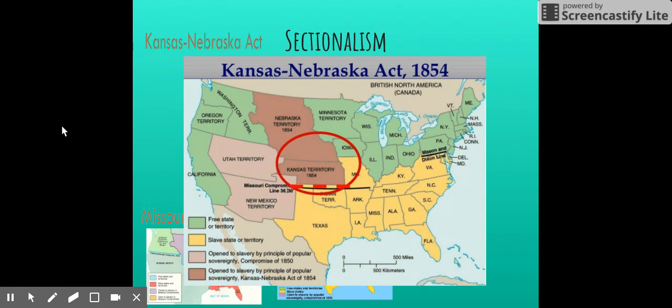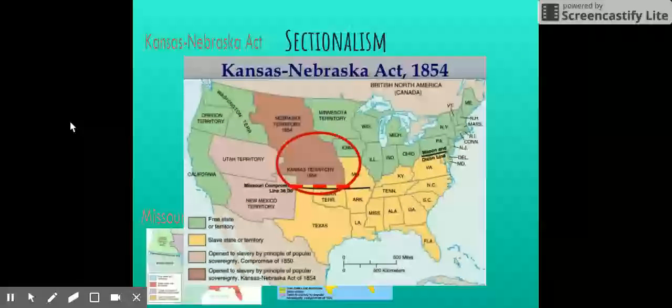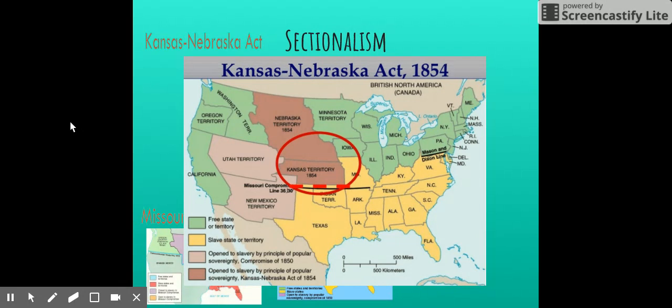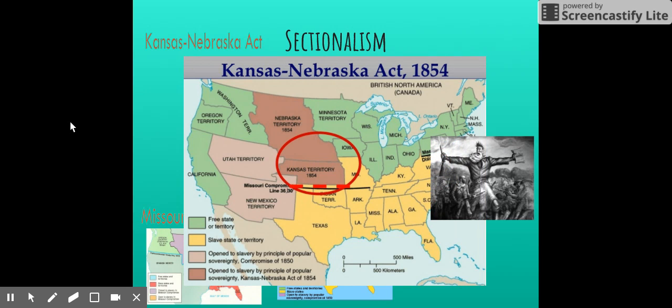Kansas-Nebraska Act in 1854, when Kansas and Nebraska territories are ready to form into states, Stephen Douglas proposes that they use popular sovereignty there. That actually leads to a lot of violence. Kansas becomes known as Bleeding Kansas. You can think about the role of John Brown there, a really radical anti-slavery person. There's a lot of kind of radical action, violent action from pro-slavery forces as well.